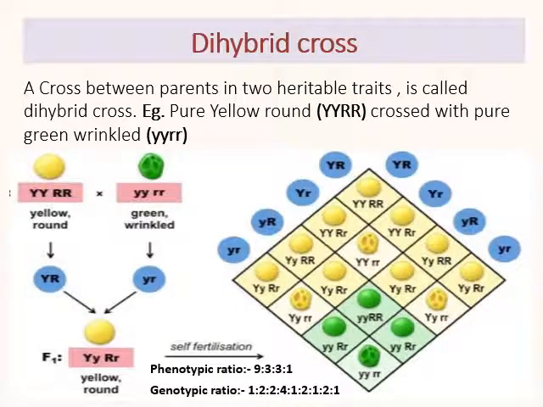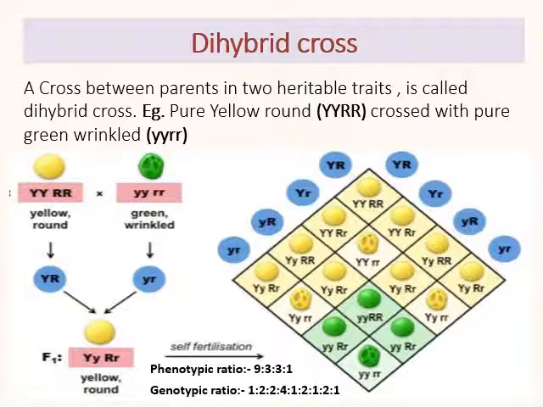Now we are going to study dihybrid cross. It is a cross between parents in two heritable traits, and it is called a dihybrid cross. We have already studied monohybrid cross. In monohybrid cross, only a single character was considered for crossing, that is the height of the stem. But here, two characters are considered.